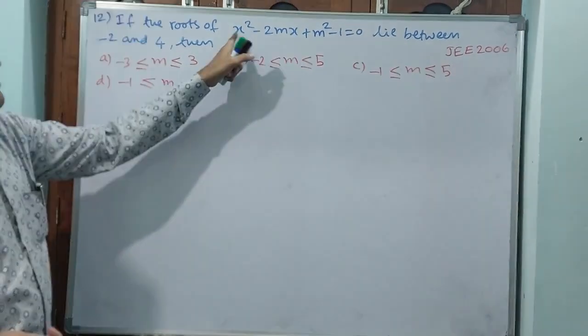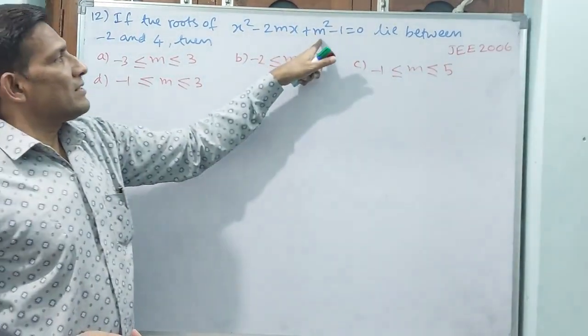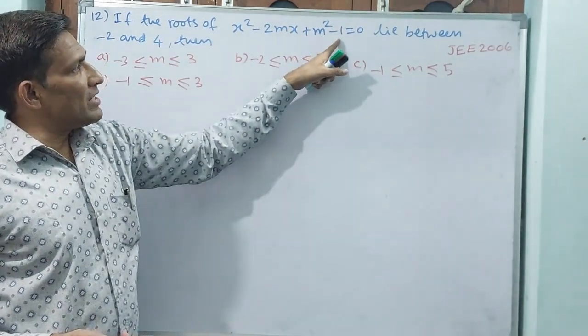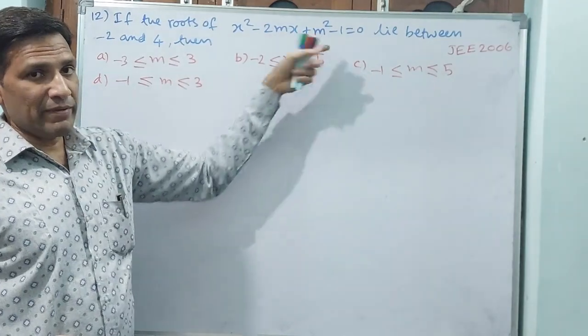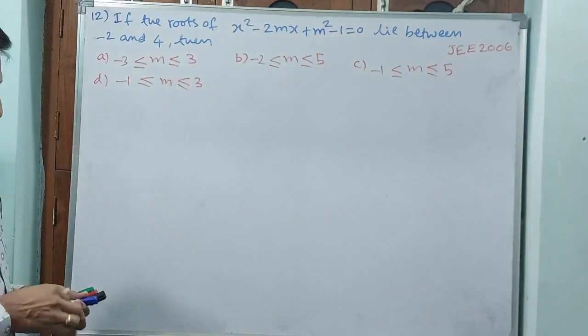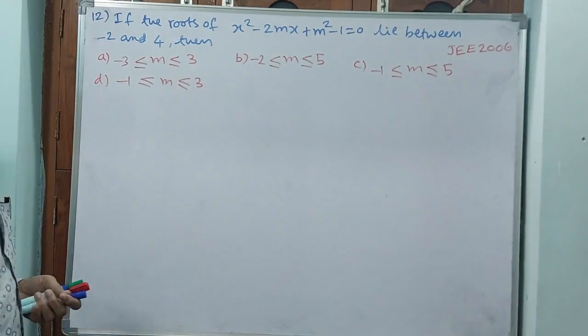See, factorization we cannot do. Why? Because here there is no proper real number. M square minus 1 is there. In ax square plus bx plus c, the c is not a perfect real number. M square form it is there. That is why we are unable to find that.